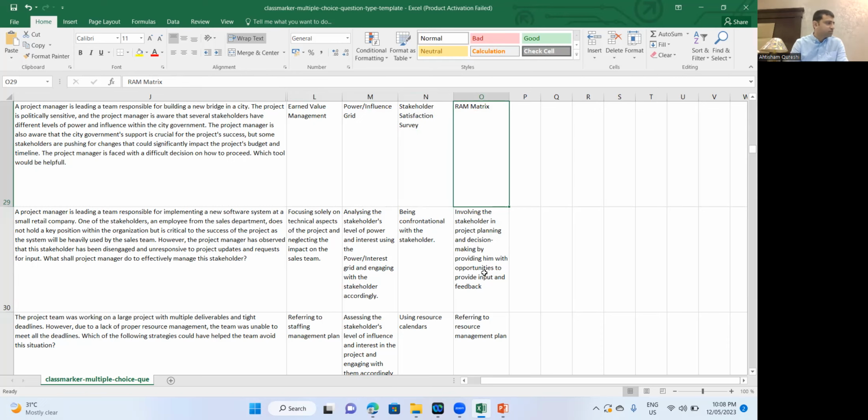Which tool would be helpful? Earned value management, power influence grid, stakeholder satisfaction survey, RAM matrix.